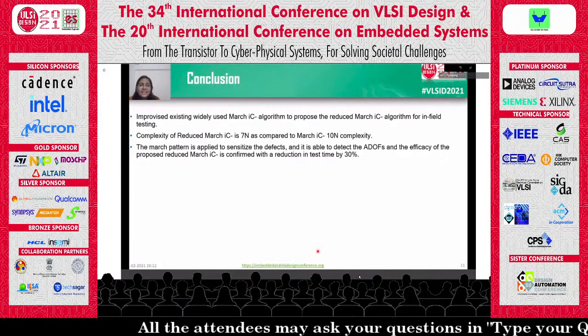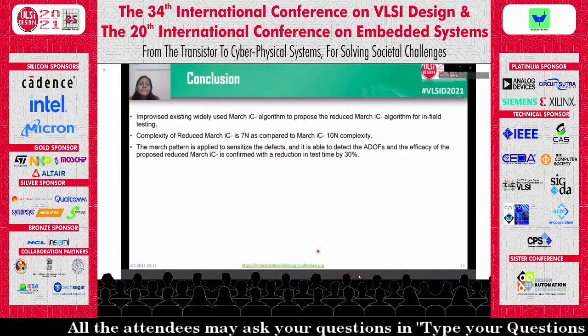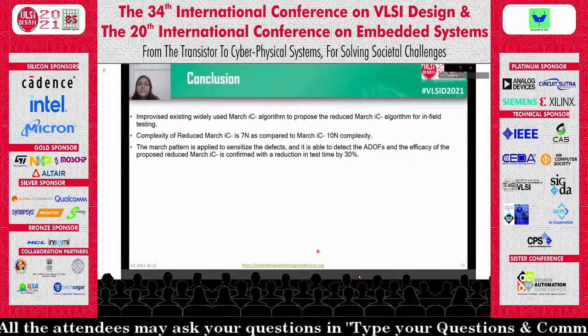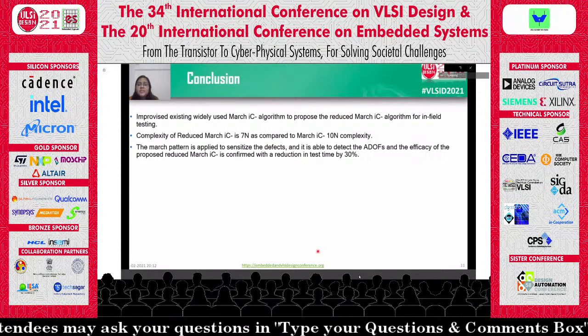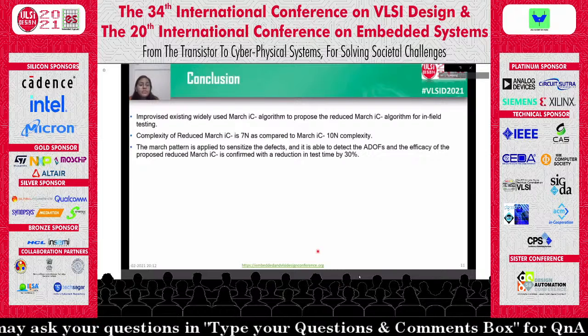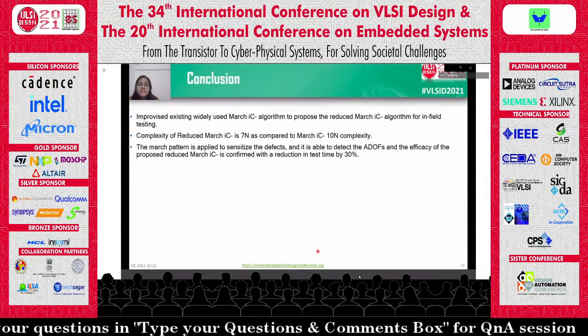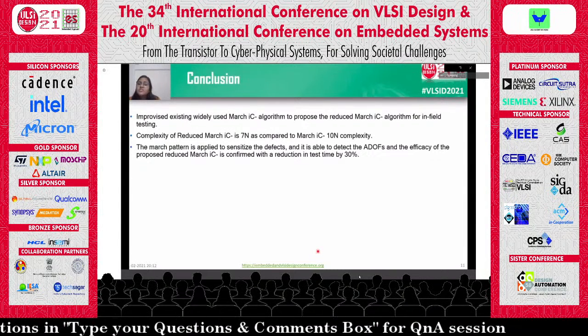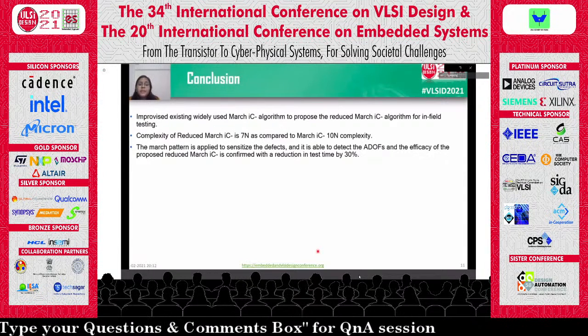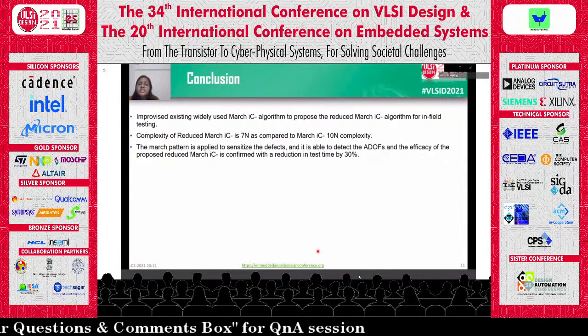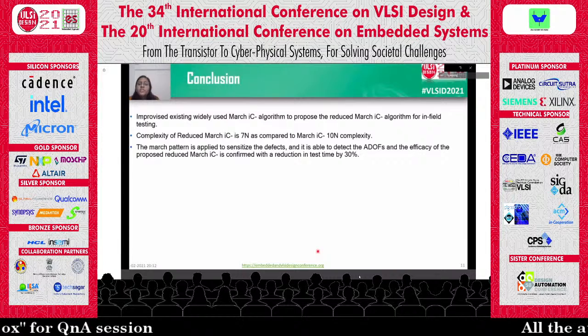Now coming towards the next slide, which is the conclusion. We improvised the existing, widely used March C- algorithm to propose the reduced March C- algorithm for in-field testing. The complexity of reduced March C- is 7 as compared to March C-, which is 10 in complexity. The March pattern is applied to sensitize the defects, and it is able to detect the ADOs, and the efficacy of the proposed reduced March C- is confirmed with a reduction in test time by 30%.